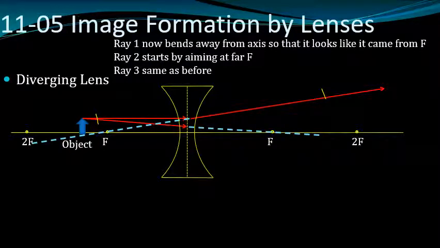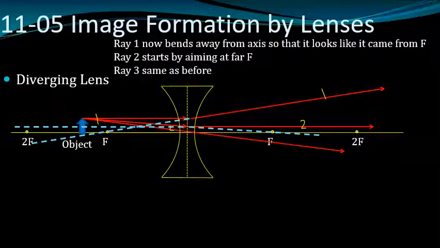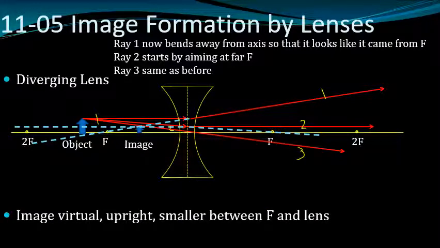Ray 2 aims at the focal point on the opposite side and then bends parallel. This is diverging, so we're going to follow it back. So that was ray 2. Ray 3 goes to the center as before. So it looks like our image is right there. It is virtual, upright, and smaller between F and the lens. If you're nearsighted, you can see this by taking your glasses and holding them a long way away. You see that your image is smaller.